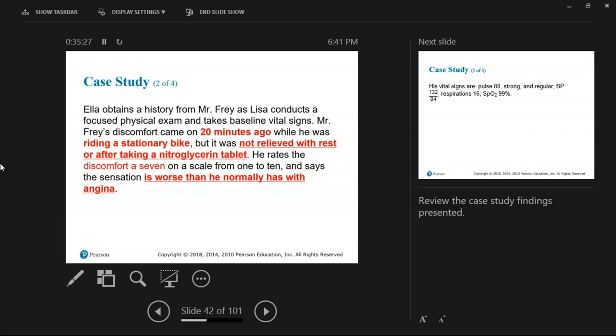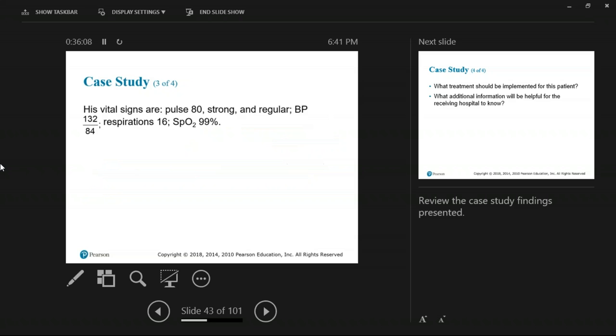Back to Mr. Fry. So she did a focused exam and baseline vital signs. His discomfort came on 20 minutes ago while he was riding a stationary bike, but it was not relieved with taking nitroglycerin. He's got a 7, and it's the worst that he normally has with his angina. So this guy might have finally included. He's giving you the scenario that this is probably more a myocardial infarction. That would be what I would bet.